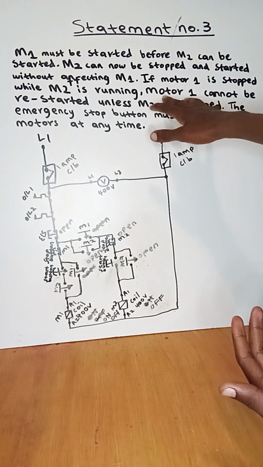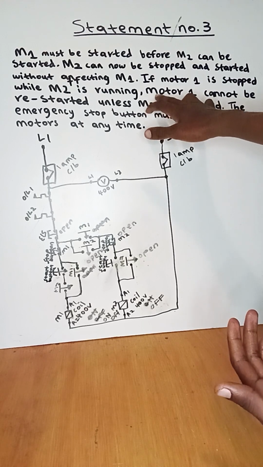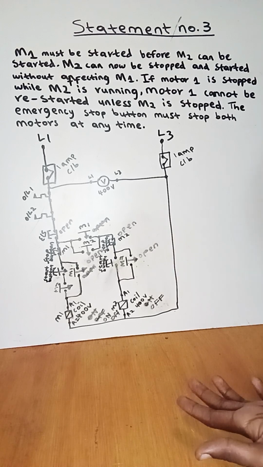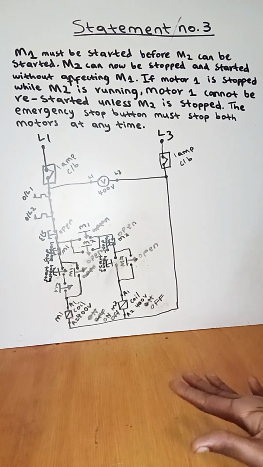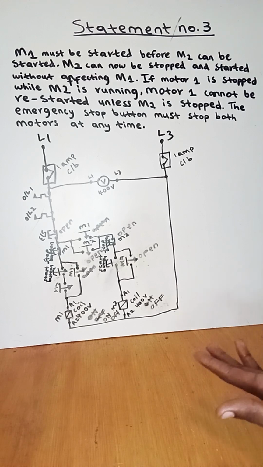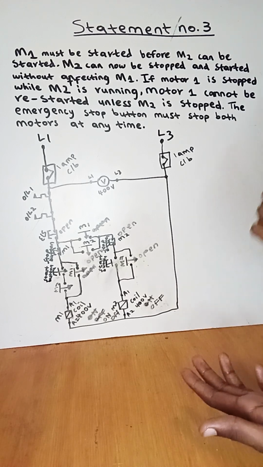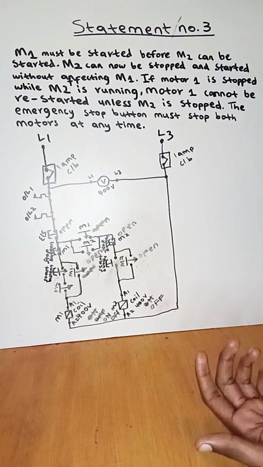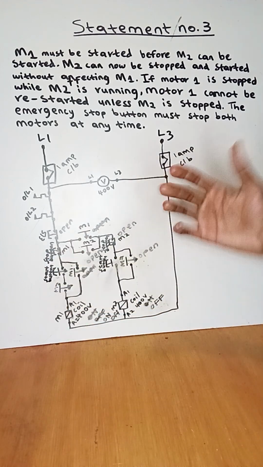So from the sentence after the comma, whereby it says motor 1 cannot be restarted, it simply means we must disturb only the start button of motor 1. Only the start button of motor 1, not to let the current flow all the way to the coil that it must energize. So yes, that's how you disturb the contact.